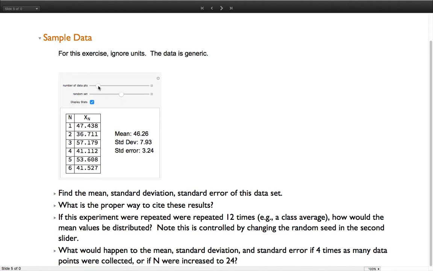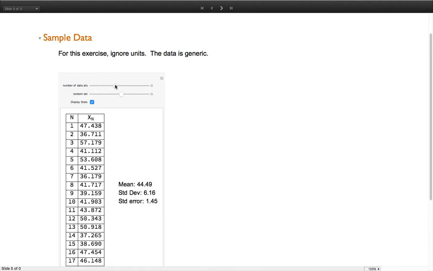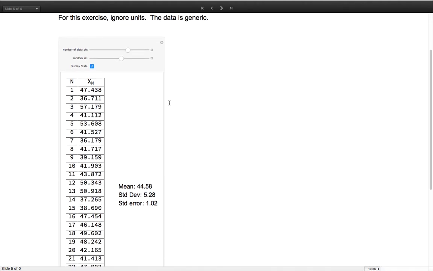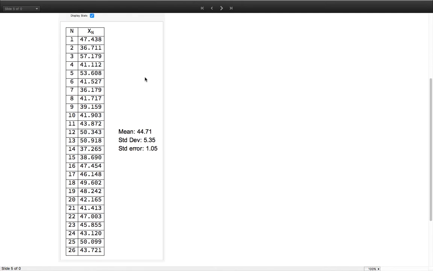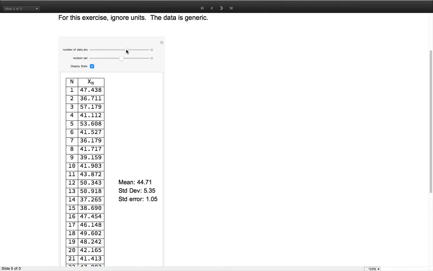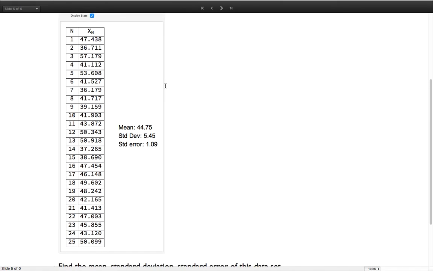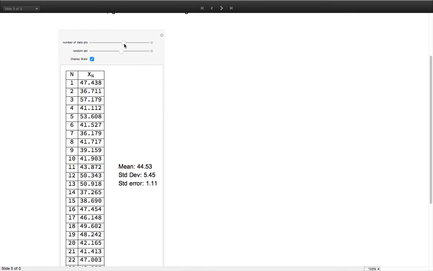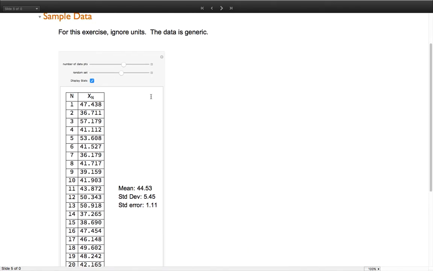We can take the number of data points right here and we can increase it. Notice the table gets bigger, we have more and more numbers. This is why we really want the computer to do the calculations for us. And I overshot it, so let's go down to 24. So here we've got, hopefully, 25, go down one more. We've got 24 data points.